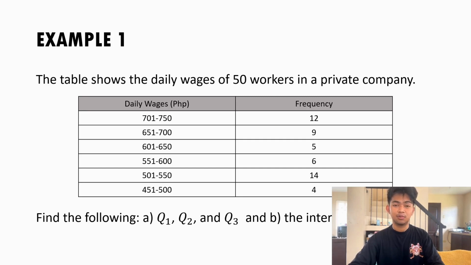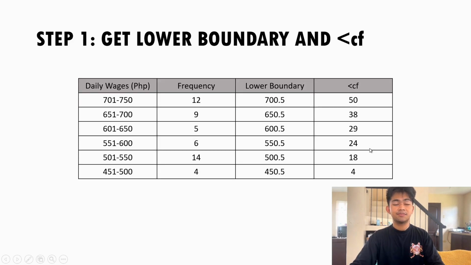For example number 1, the table shows the daily wages of 50 workers in a private company. As you can see here, these are the data for the daily wages and the frequency. Now, we need to find the following: Q1, Q2, Q3, and the interquartile range. Okay, now let's proceed to step 1. We first need to get the lower boundary and the cumulative frequency of the data.